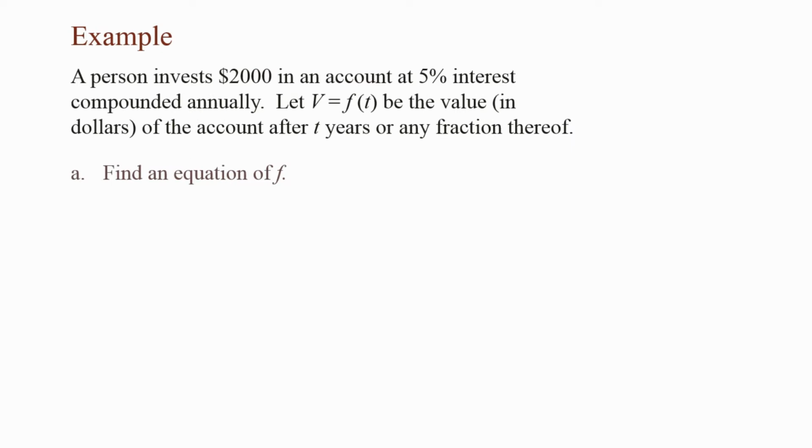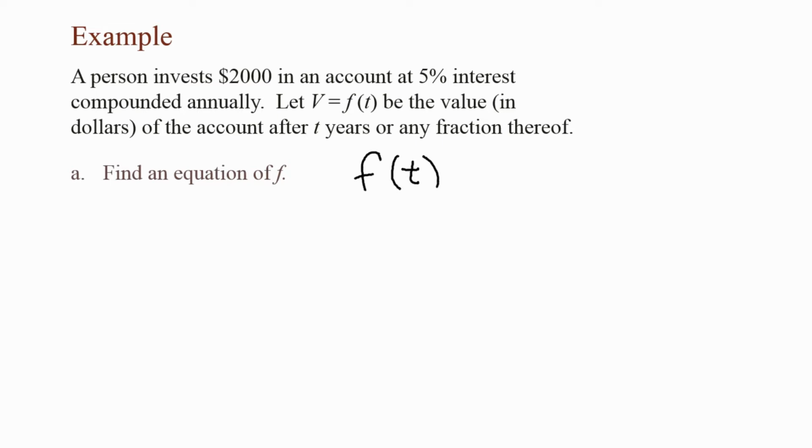In this example, a person invests $2,000 in an account at 5% interest compounded annually. Let V equals f of t be the value in dollars of the account after t years or any fraction thereof. Part A. Find an equation of f.